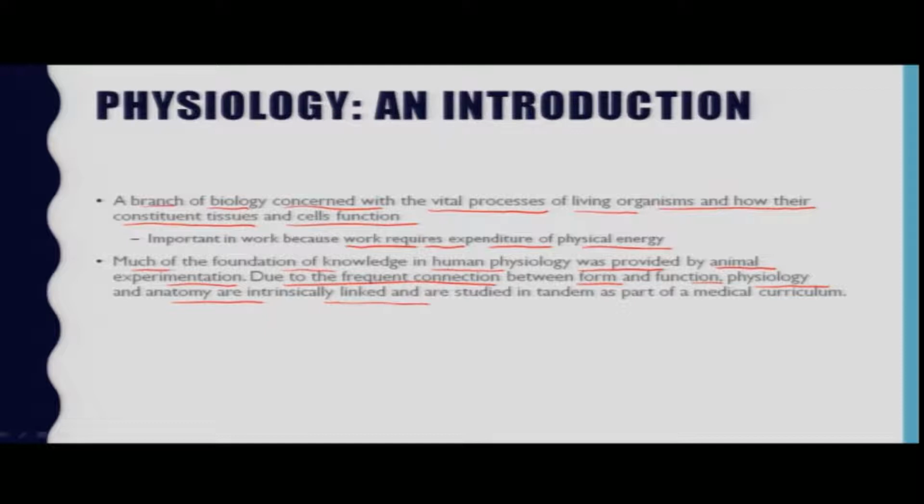So in the initial days, all sorts of information related to human physiology was obtained by testing on animals. The animal was one of the testing specimens through which we were able to predict the functionality of the human body also.